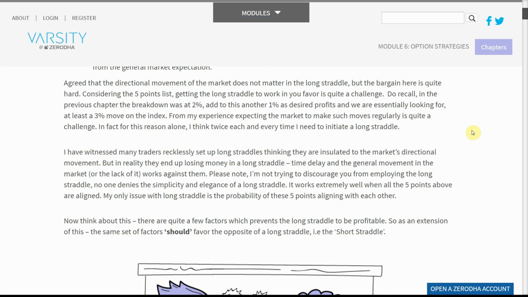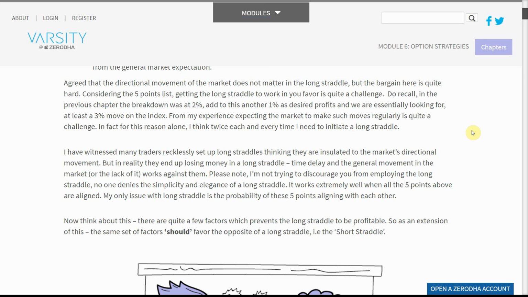In fact, for this reason alone, I think twice each and every time I need to initiate a long straddle. I have witnessed many traders recklessly set up long straddles thinking they are insulated to the market's directional movement. But in reality they end up losing money in a long straddle. Time delay in the general movement in the market, or the lack of it, works against them.